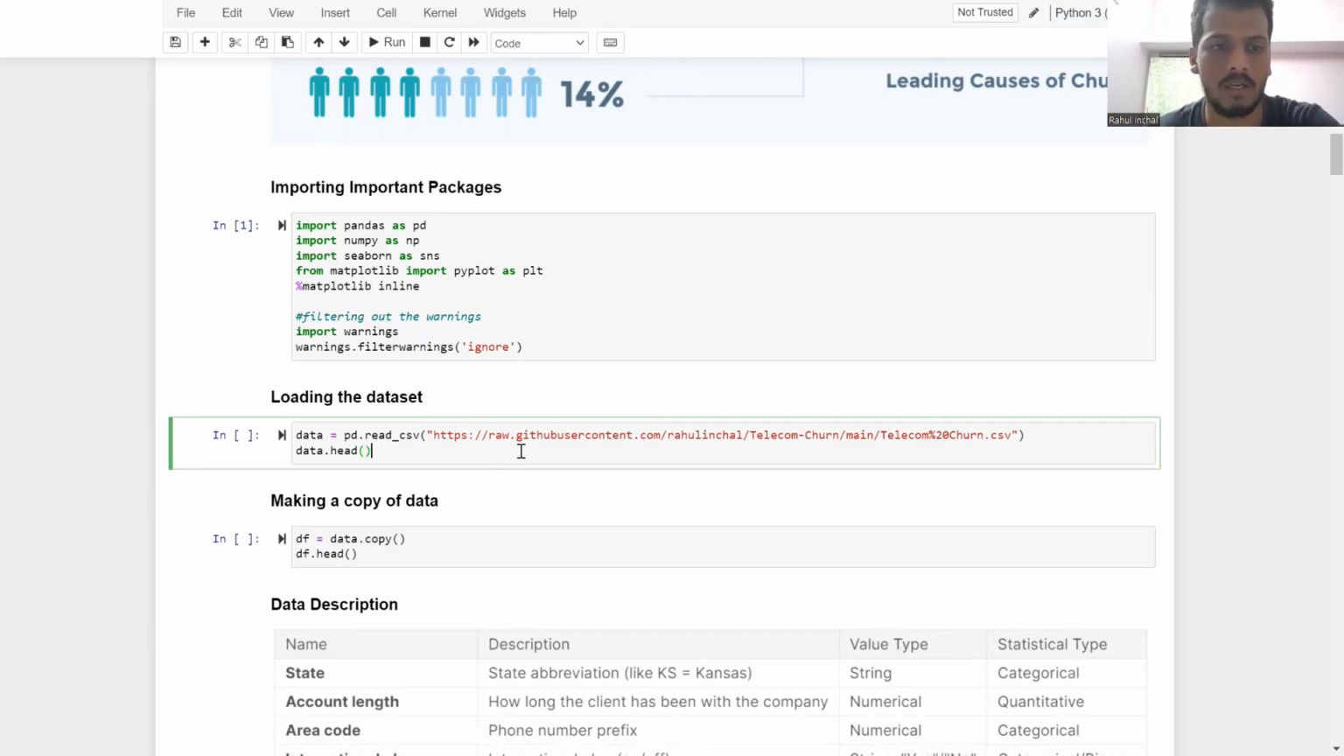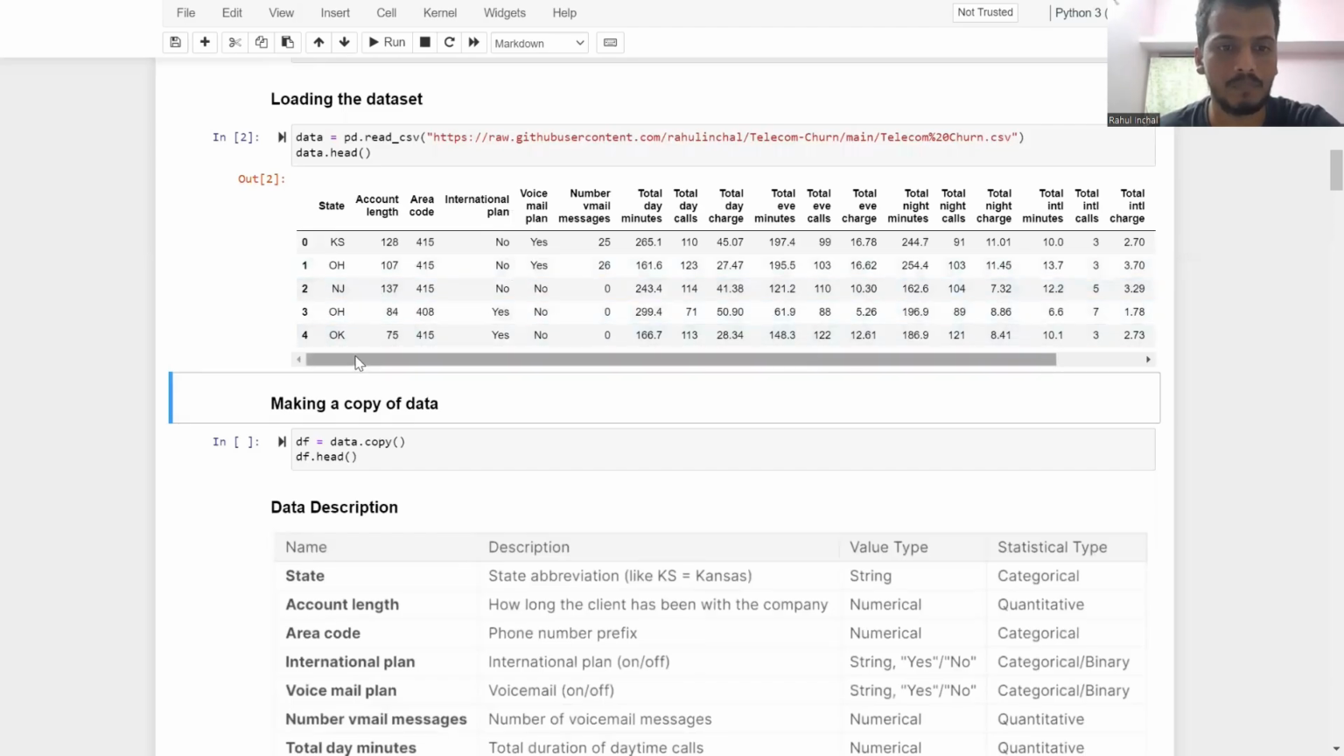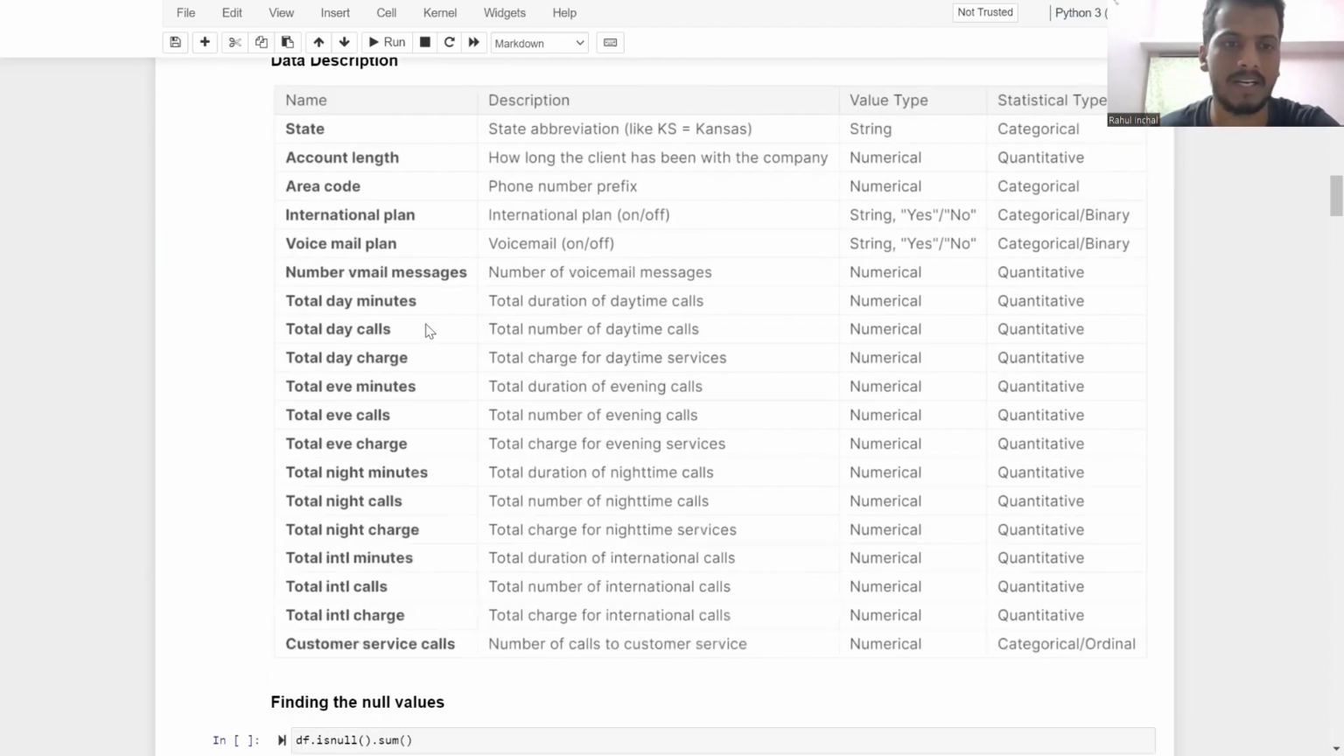Now this is my data set, which I have uploaded onto my GitHub account, and I'm loading the data set from there. First I'm making a copy of the data so that my original data is still intact. So this is my data description.